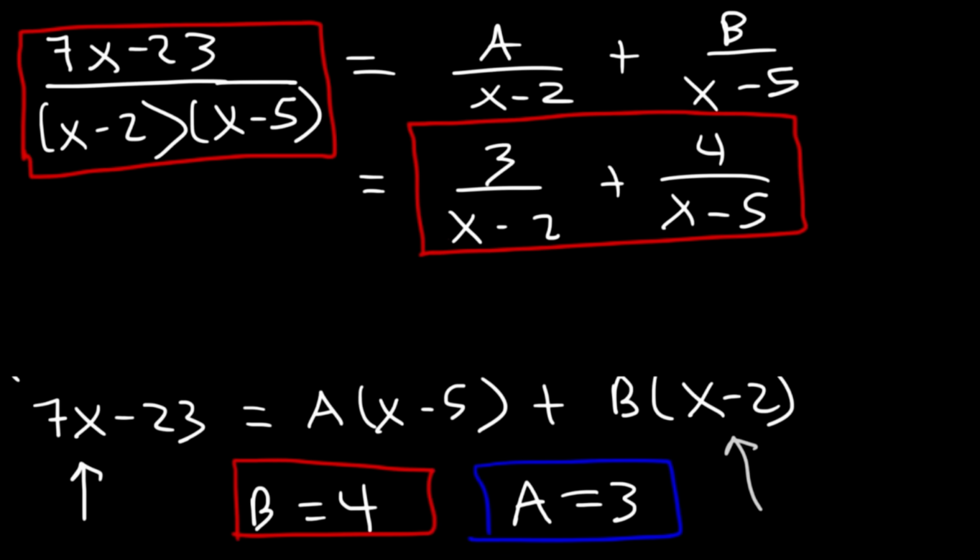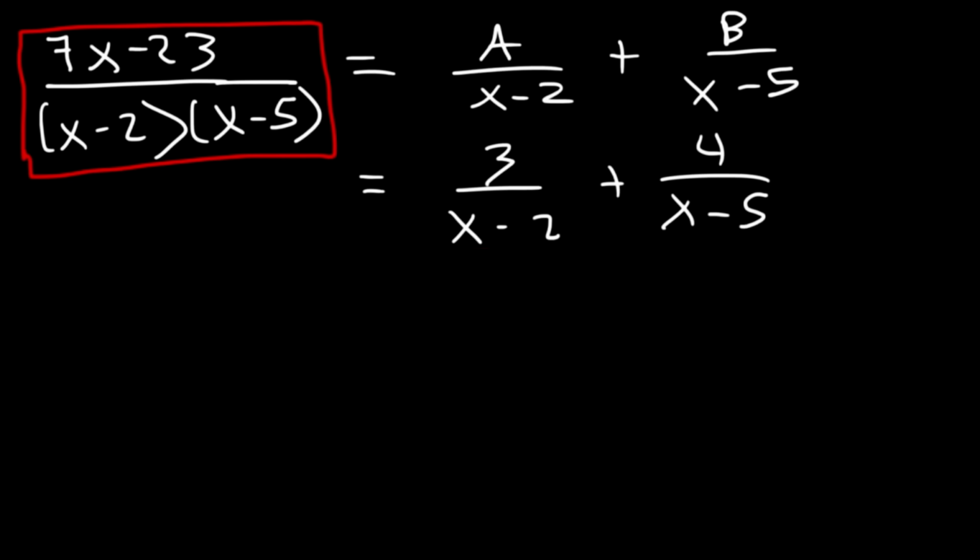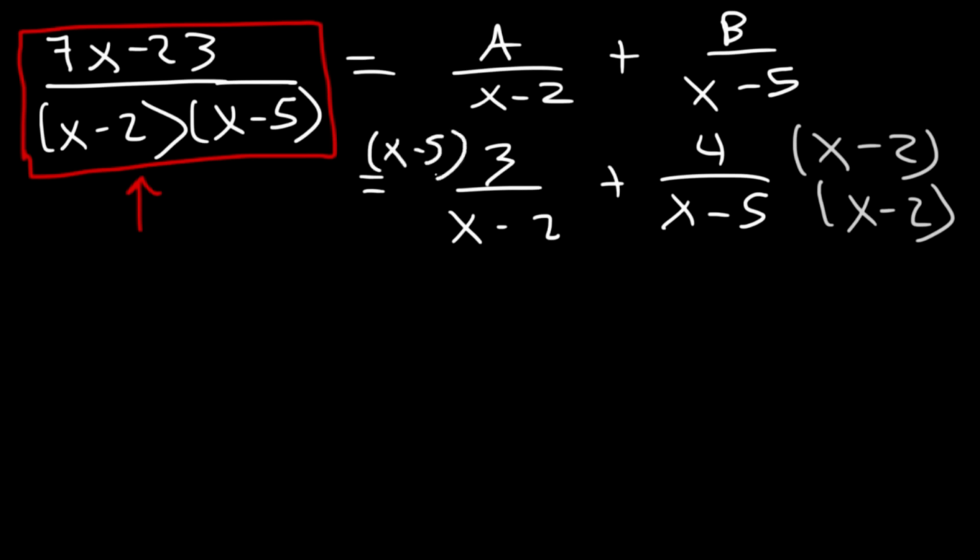Now, if you ever need to check it, simply combine the two fractions and see if they give you what you started with here. So let's go ahead and try that. I'm going to multiply this fraction by x minus 2 over x minus 2. Whatever you do to the top, you have to do to the bottom. And this one, I'm going to multiply by x minus 5 divided by x minus 5.